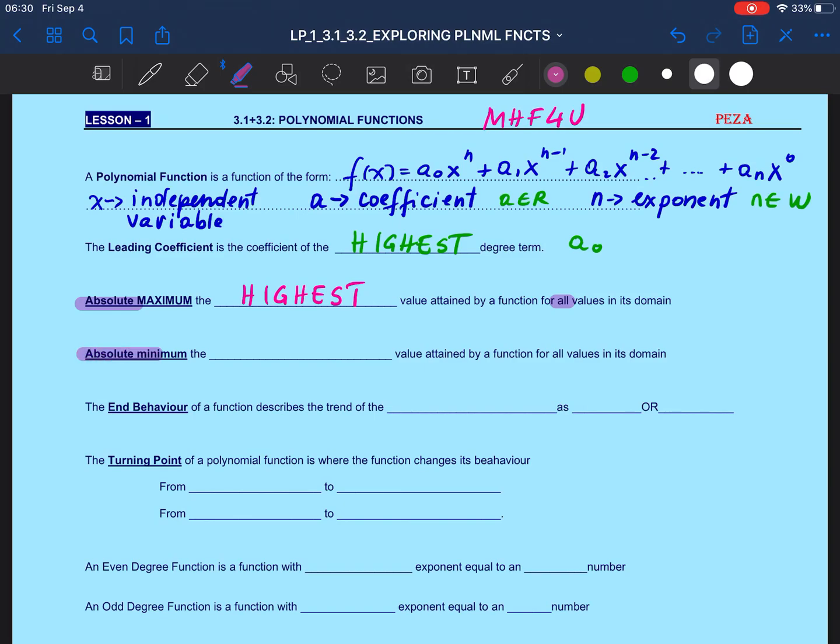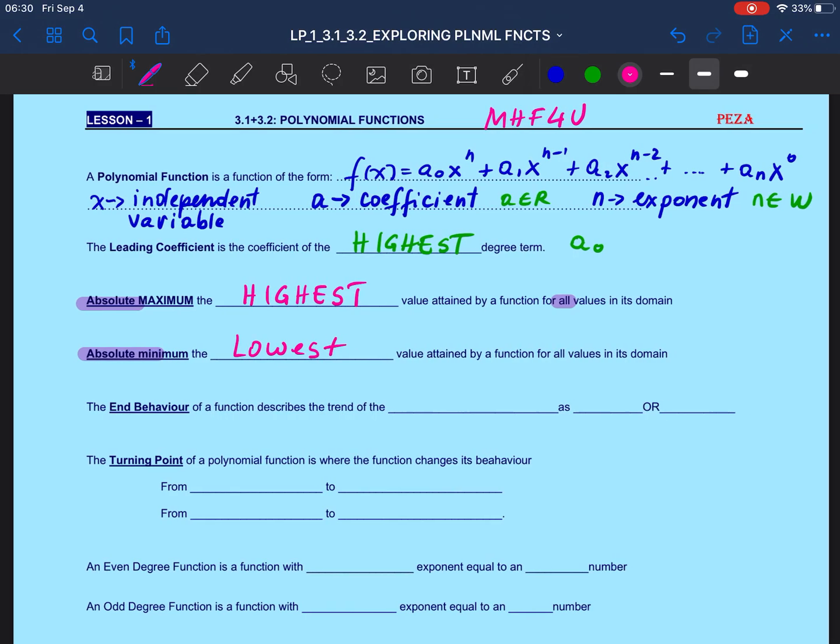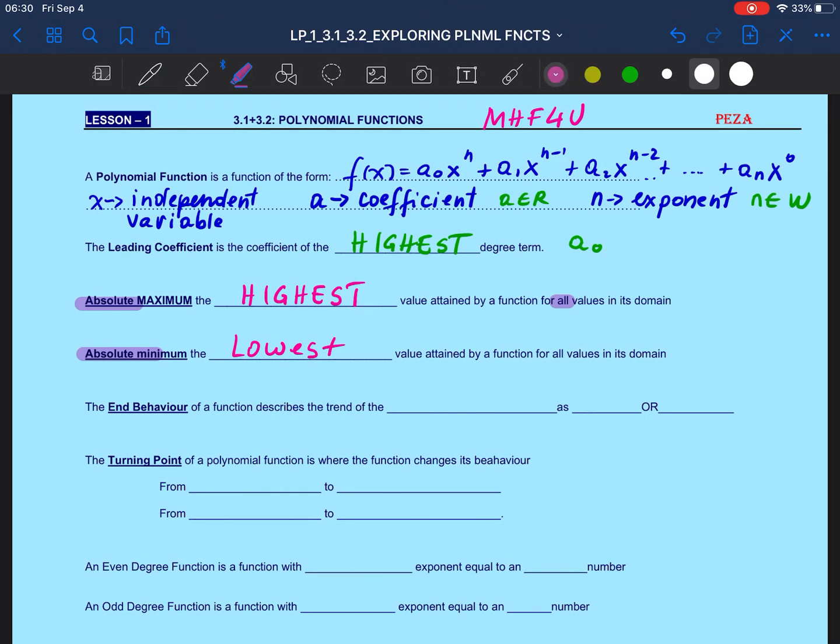Now, the absolute minimum is the lowest value attained by the function for all its values in its domain, because it's absolute minimum, right? So the end behavior of a function very often can give us hints about the shape of the graph. The end behavior of a function describes the trend of the y values as x approaches either infinity or negative infinity.